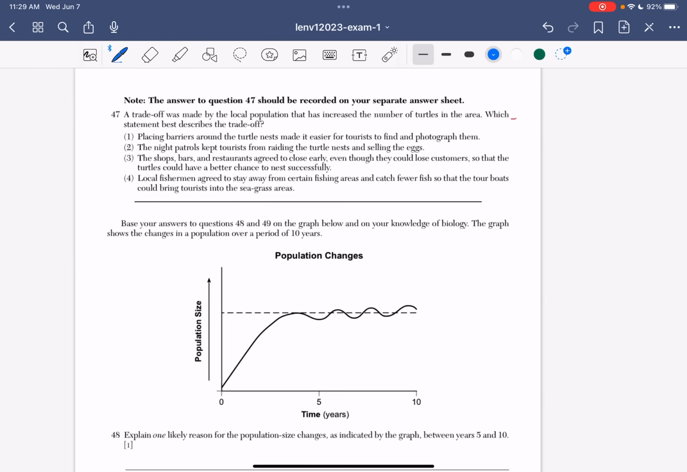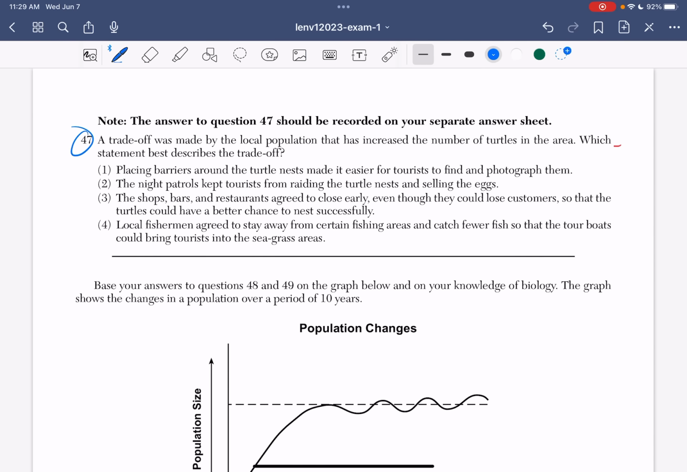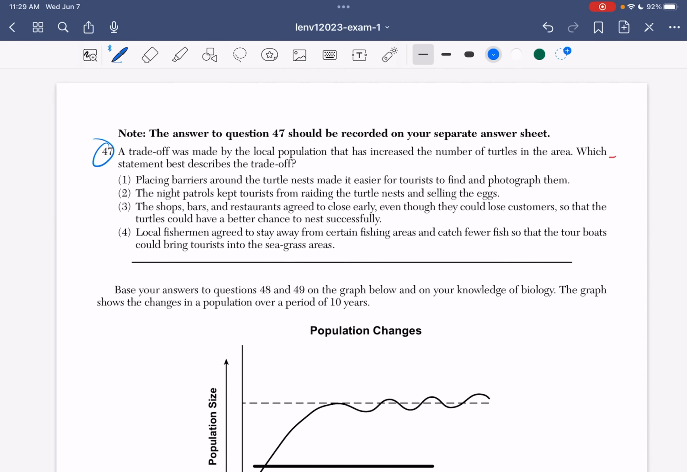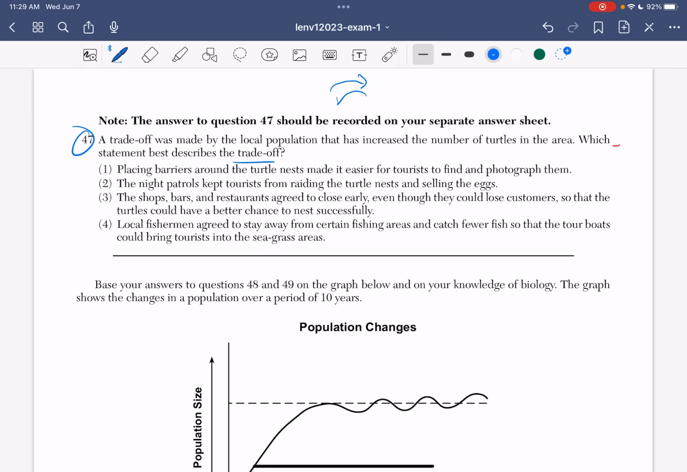Okay, let's go to the last question, number 47. This is the last question pertaining to the graph, okay? And this one's going to talk about trade-off, where one thing has to be done so the other thing benefits. A trade-off was made by the local population that has increased the number of turtles in the area. Which statement best describes the trade-off? So the trade-off also has to be true to the reading. Placing barriers around the turtle's nest made it easier for tourists to find and photograph them. Who's talking about photographing them? What does that have to do with saving the turtles?